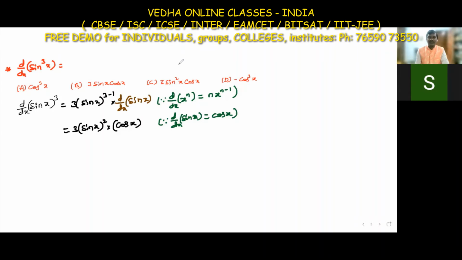Okay, so now what we are getting is 3 into sine square x into cos x. This is the required solution. So what option is correct? Option C. Option C is the correct answer.